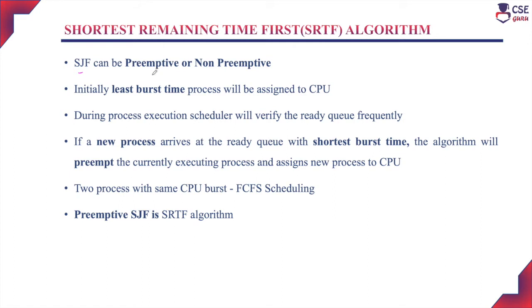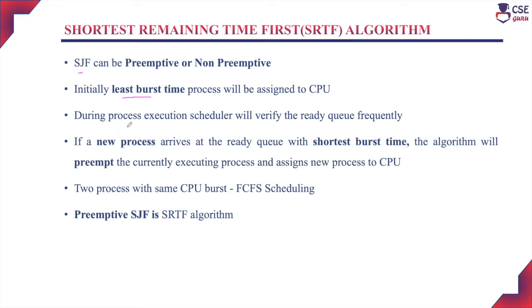In that case, the algorithm will compare the remaining CPU burst time of the executing process with the newly arrived process in the ready queue. In that case, the algorithm will implement the preemption. So, in this SRTF algorithm, initially with the available jobs, the scheduler will choose the least burst time process and that will be assigned to the CPU for execution.